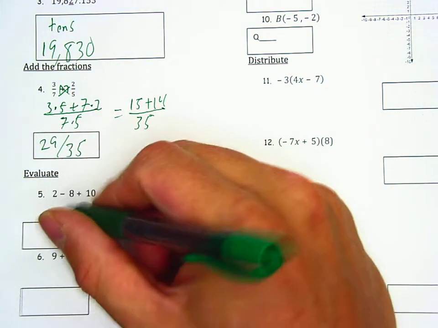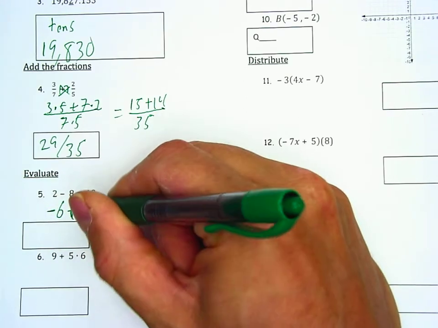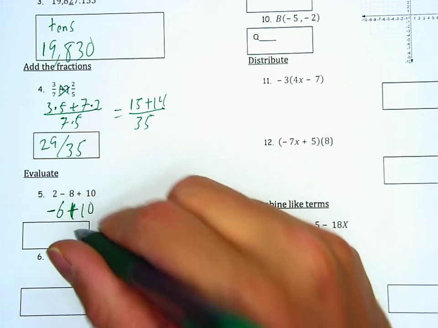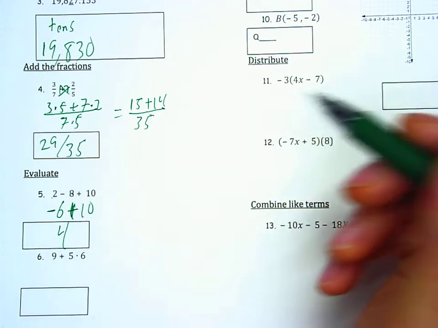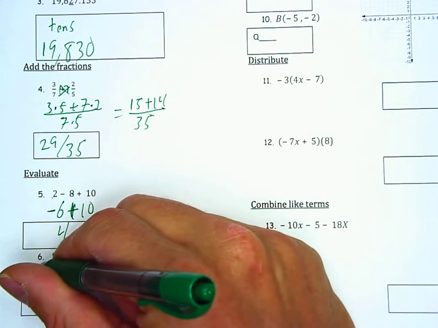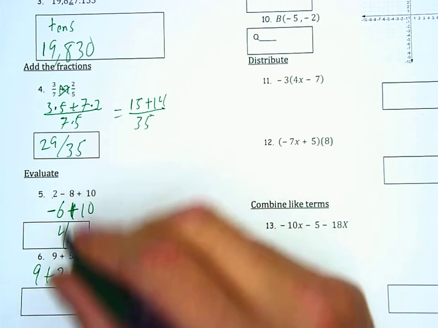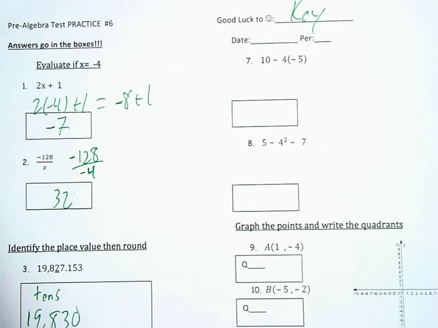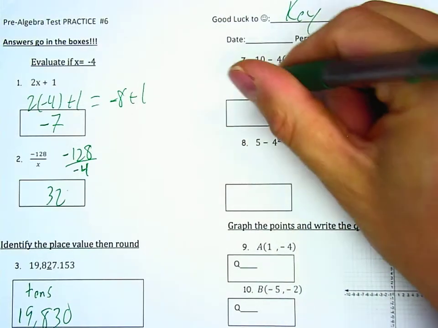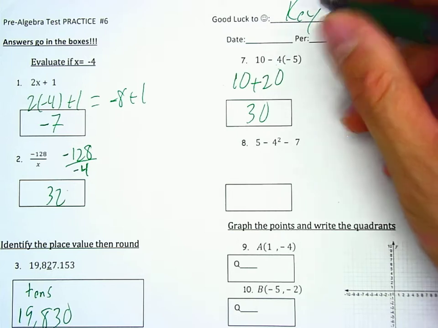Question 5. You're going to do 2 minus 8 to get -6, because they're opposite signs, so they subtract. And a -6 plus a 10 is a 4. Alternatively here, you could do -8 plus 10 is a 2, and then 2 plus 2 is a 4. Question 6. You're going to do 9 plus 30. You multiply before you add, in other words, that'll be 39. Question 7. You're going to multiply -4 and -5 to get 20. This will be 10 plus 20, 30.